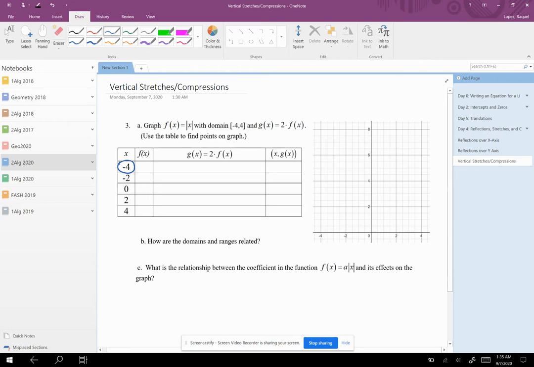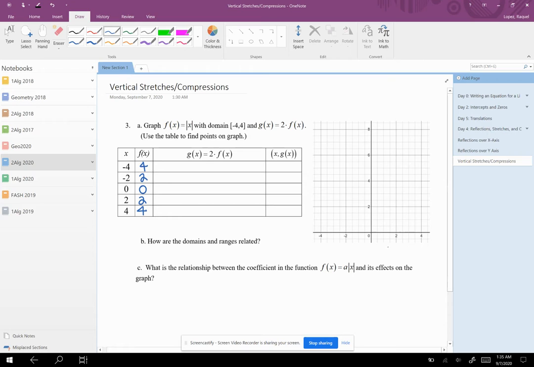If I plug in -4 for x, the absolute value of -4 is 4. If I plug in -2 for x, the absolute value of -2 is just +2, because remember, absolute value is distance away from 0. -4 is 4 away from 0, -2 is 2 away from 0, 0 is 0 away from 0, 2 is 2 units away from 0, and 4 is 4 units away from 0.